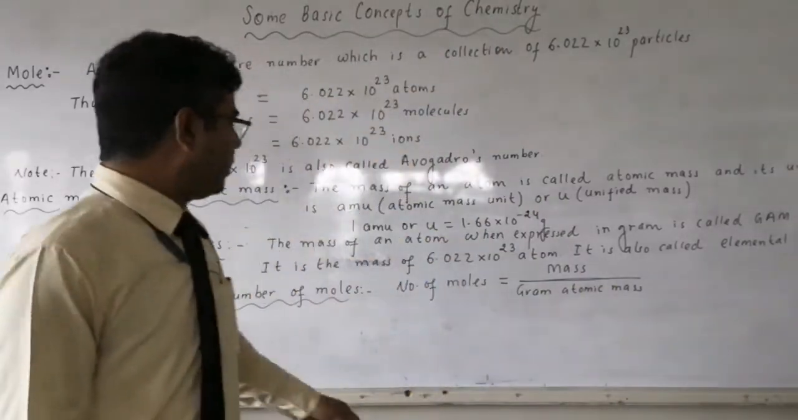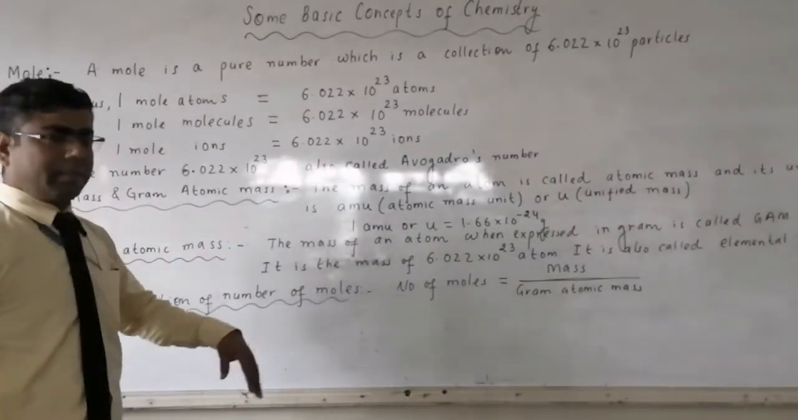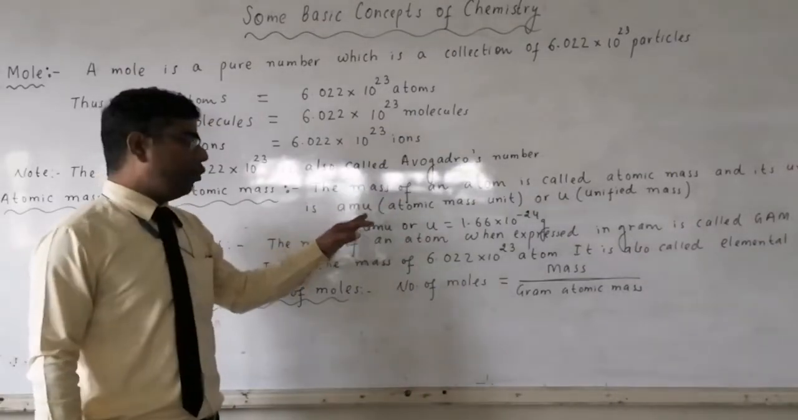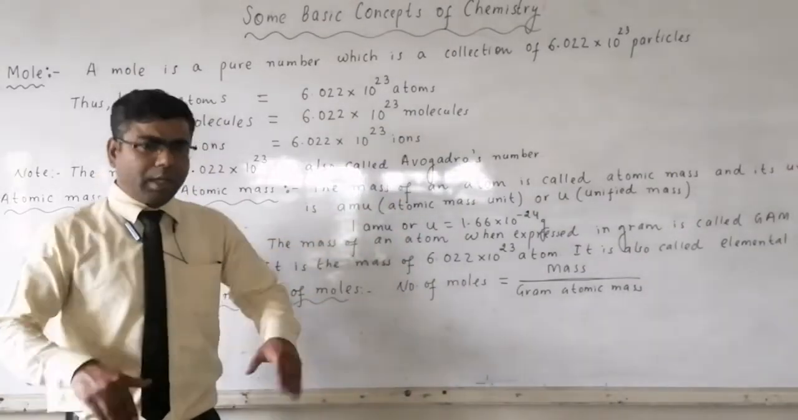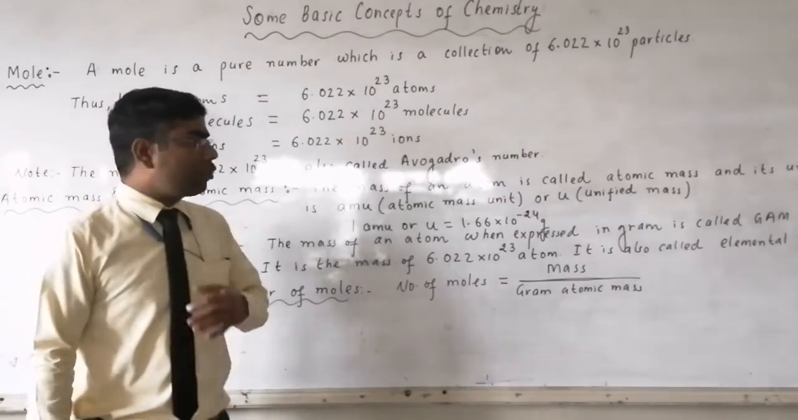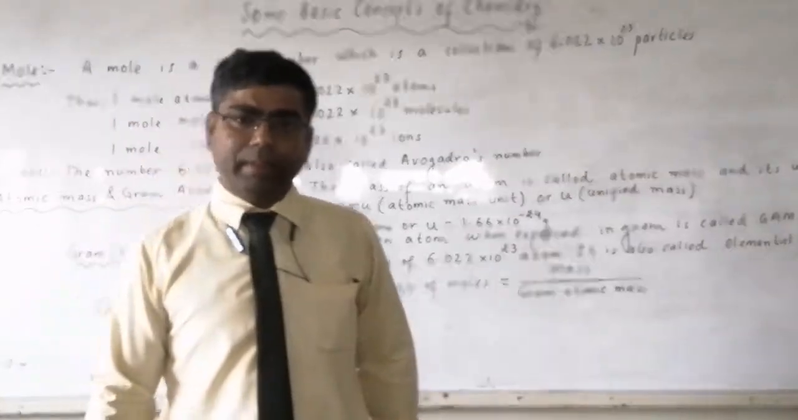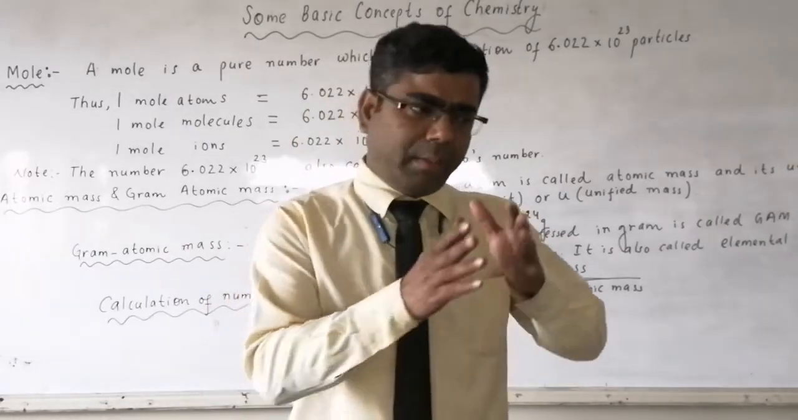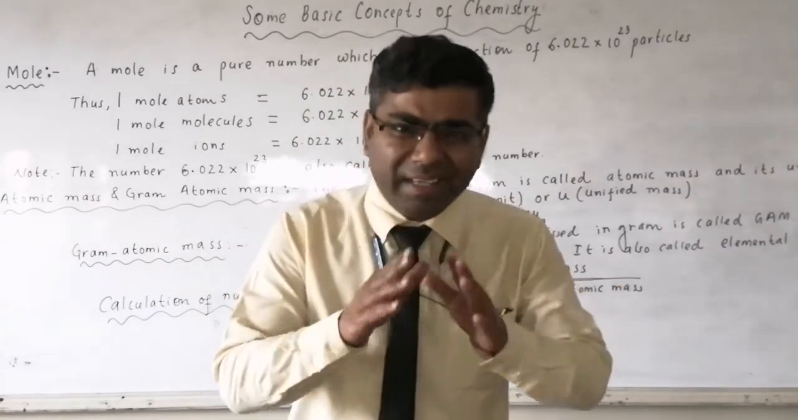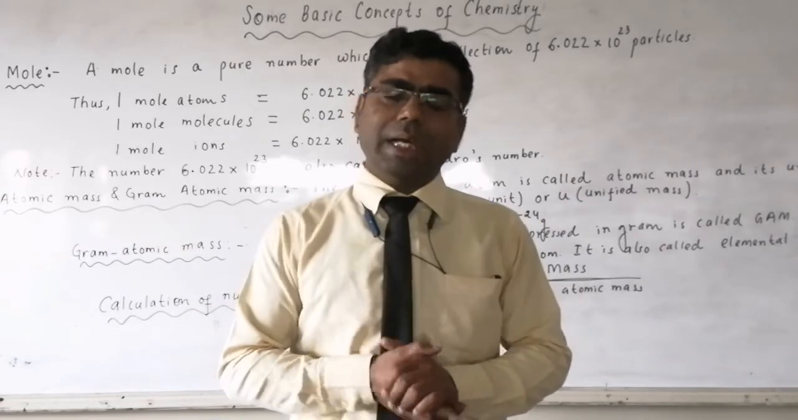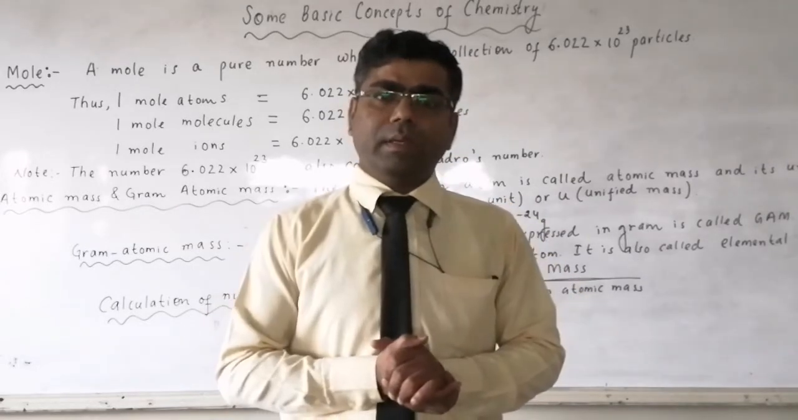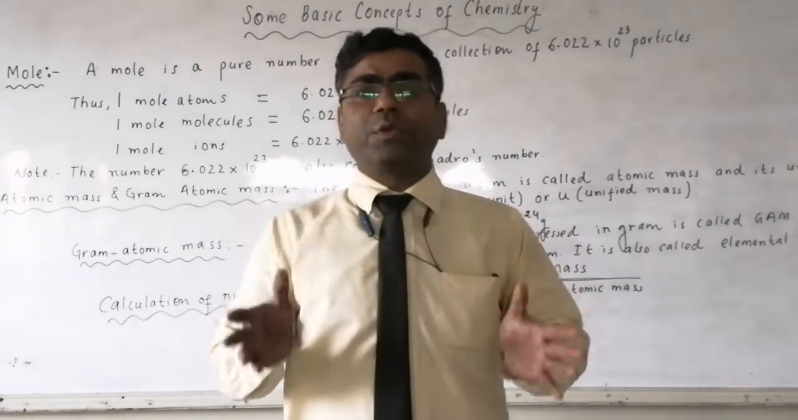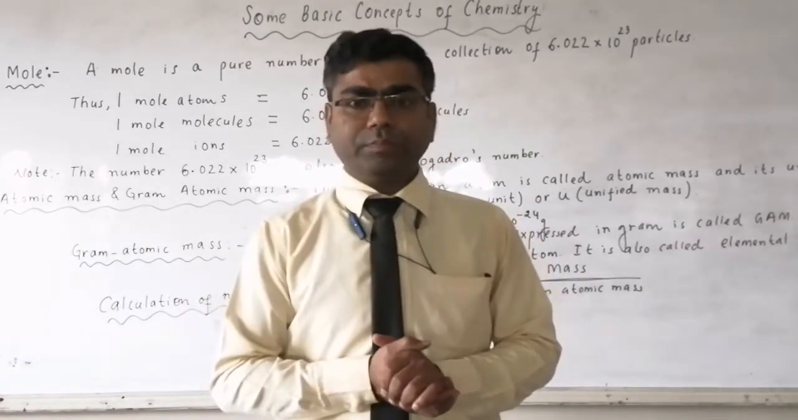So here, atomic mass. The mass of an atom is called atomic mass, and its unit is AMU, which is called atomic mass unit, or now it is replaced by u, which is called unified mass. Mass of proton and mass of neutron are nearly the same. And for mass of proton and mass of neutron, we can use 1 AMU.